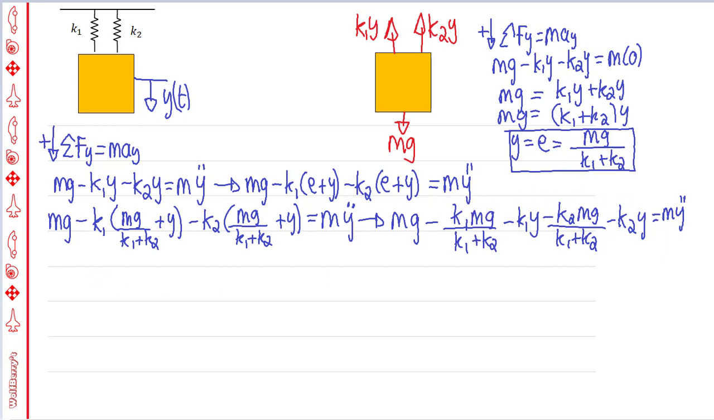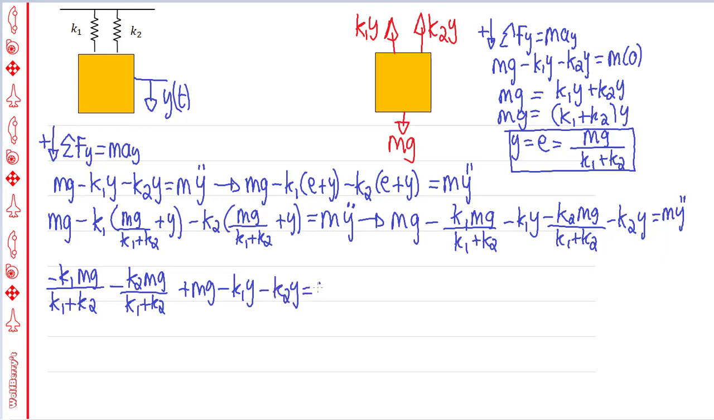Let's do that first on this side here. So we're going to have minus k1 mg all divided by k1 plus k2, minus k2 mg. I'm just collecting them together now. I'm not actually doing the addition just yet. k1 plus k2, plus mg minus k1y minus k2y equals my double dot.